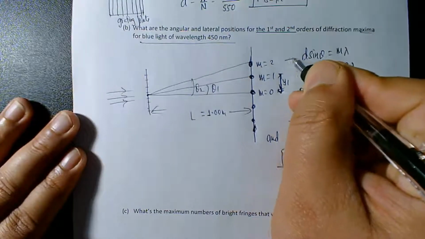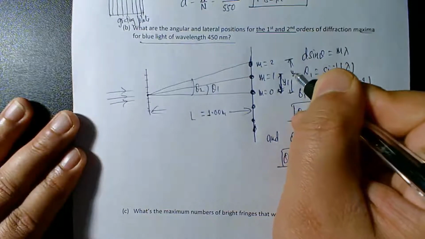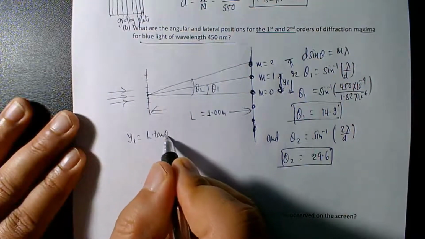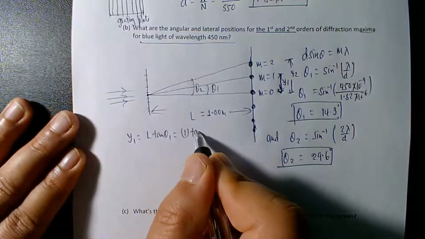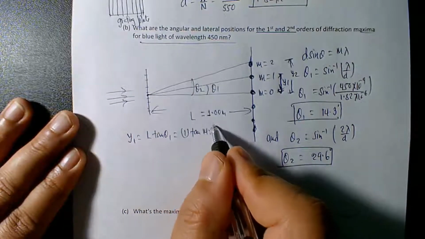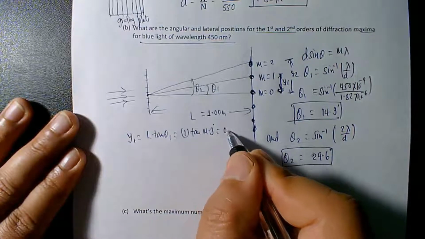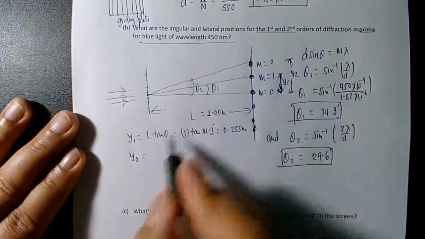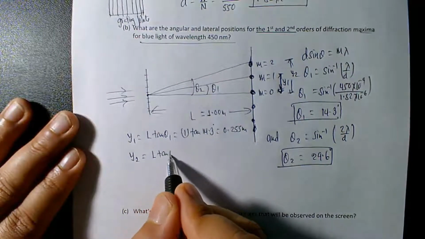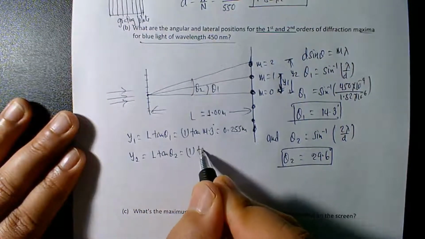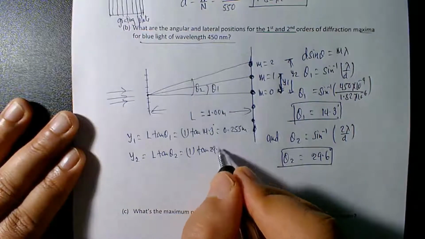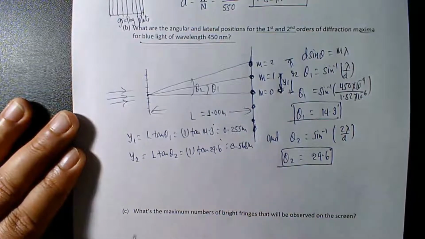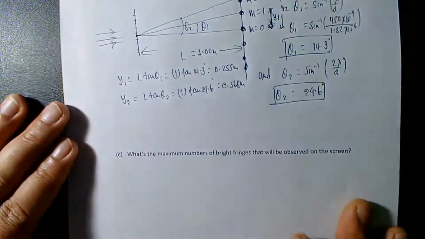So what is the lateral distance, the actual distance from the center bright fringe? This is y1, and this is y2. y1 is just, using trigonometry, L tan theta 1, which is 1 times tan of 14.3 degrees, and that's going to be 0.255 meter. What is the second bright fringe? It will be at 1 times tan of 29.6 degrees, and this is going to be 0.568 meter. Okay, so that's part B.